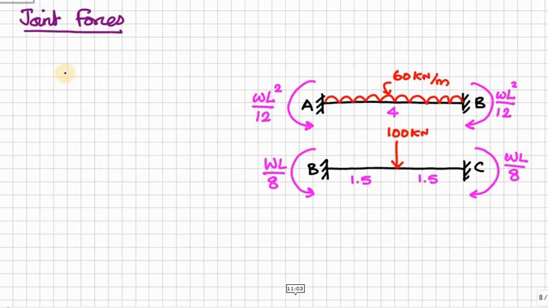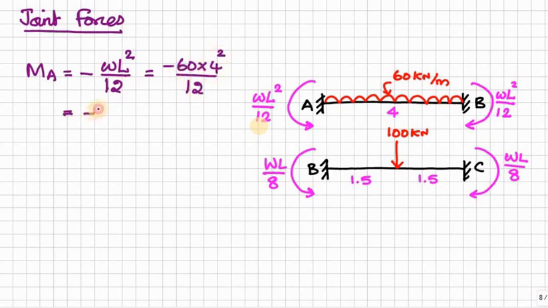For MA, we have only one moment from this diagram. Therefore, MA is equal to WL squared by 12, but it is acting in the anti-clockwise direction. Therefore, the sense is negative, minus WL squared by 12, which is equal to minus 80 kN·m. So it is acting in the anti-clockwise direction because it is negative.